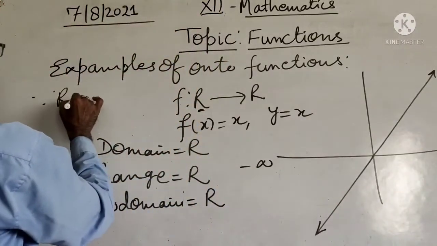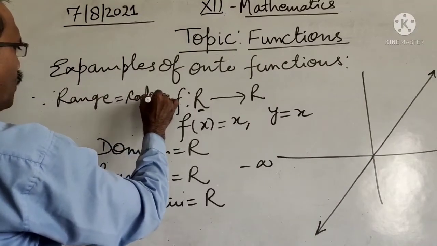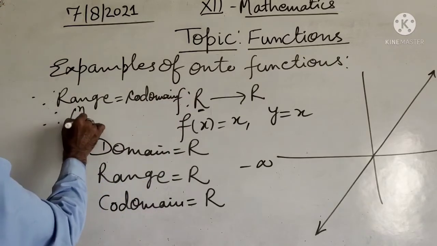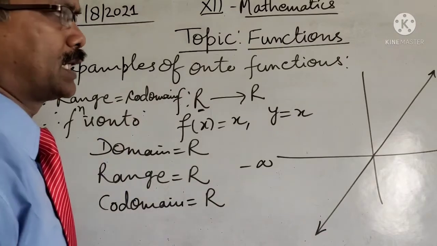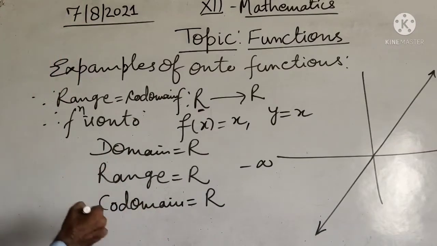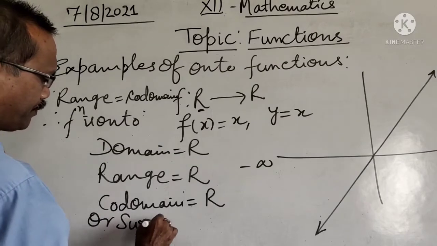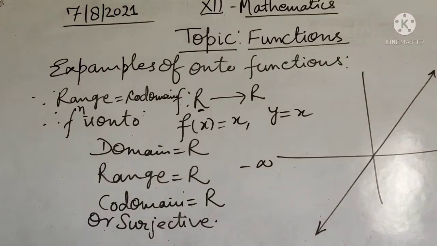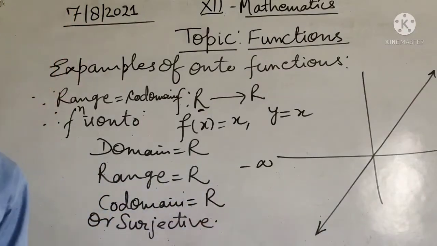Since range equals codomain, therefore the function is onto or surjective. So this is one of the good examples of an onto function.